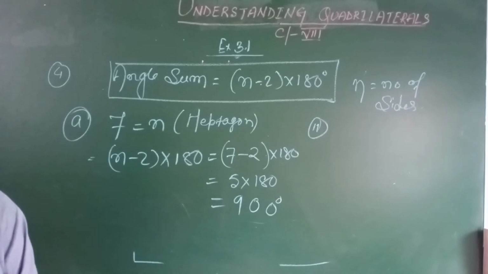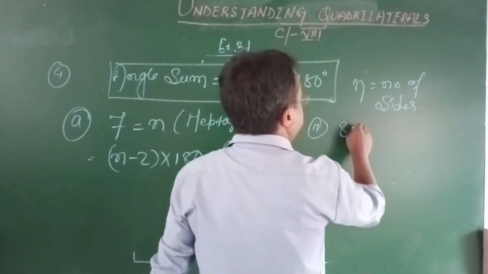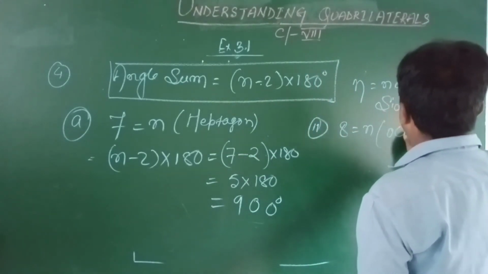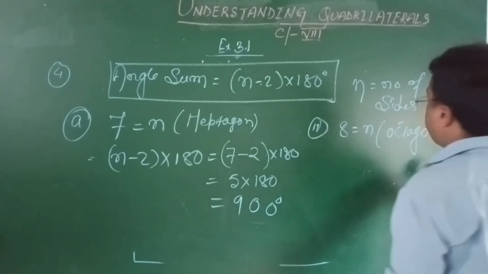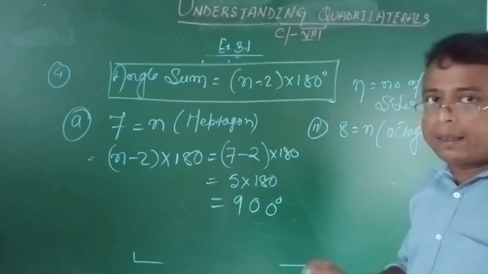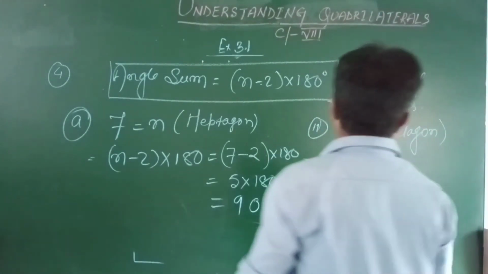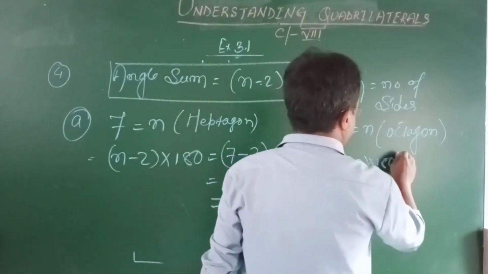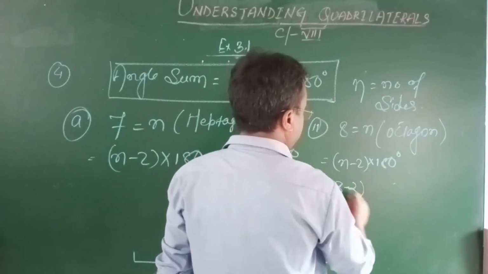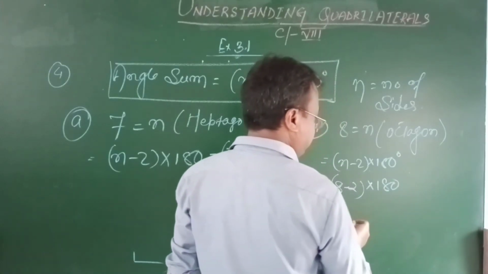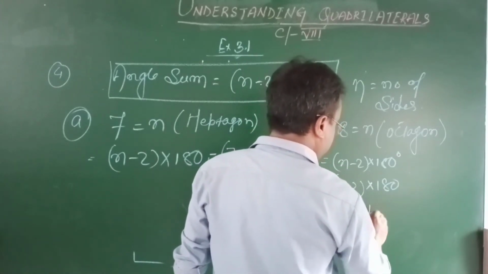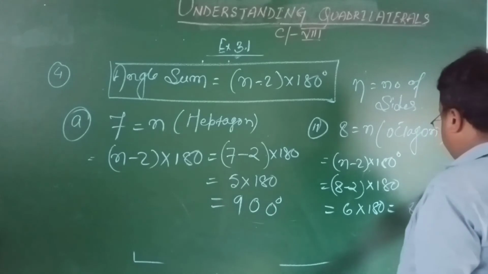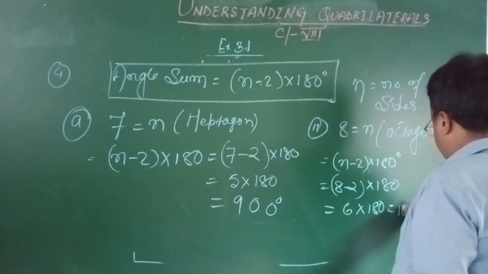The next question is 8. 8 means what? Octagon. 8 is the number of sides. So what is the angle sum of an octagon? If we add all the 8 angles of an octagon, what will you get? 8 is equal to n. So the angle sum is equal to n minus 2 into 180 degree. n is 8, so 8 minus 2 into 180 degree. 8 minus 2 is 6. 6 into 180 is 1080 degree.